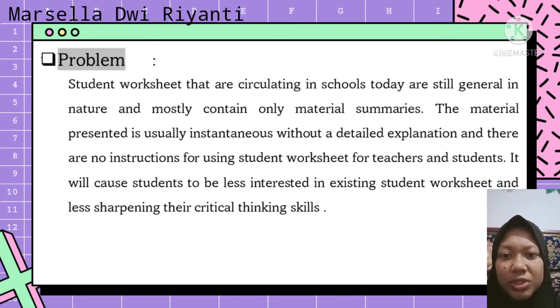The student worksheet uses the syntax of the inquiry learning model, namely presenting phenomena, formulating problems, making hypotheses, collecting data, analyzing experimental data, and concluding what has been learned.